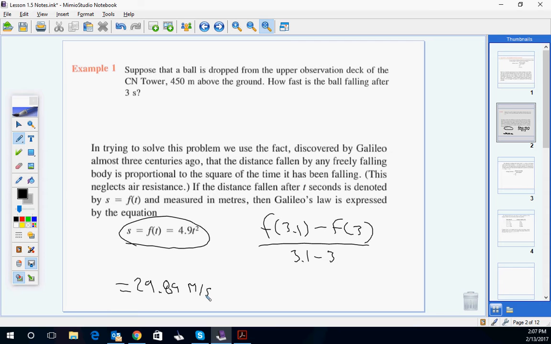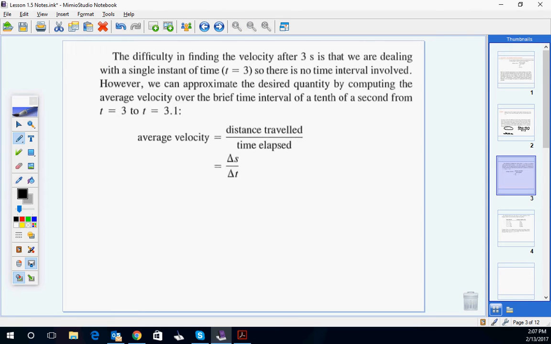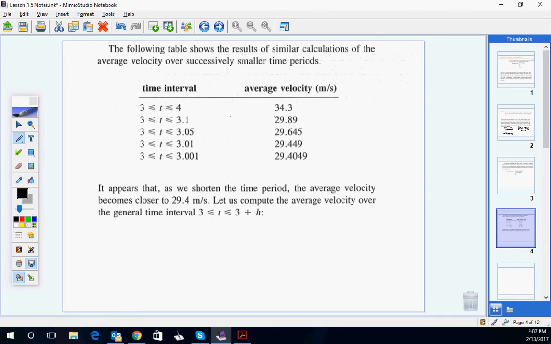Because we're using 3.1 to 3. We also could do 3.01 to 3 and then 3.001 to 3 to really find out what's happening there, right? At the limit as we get closer to that point. I already did that work. I want to get to this chart.